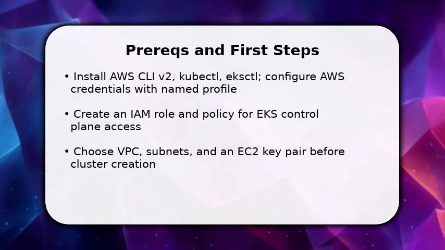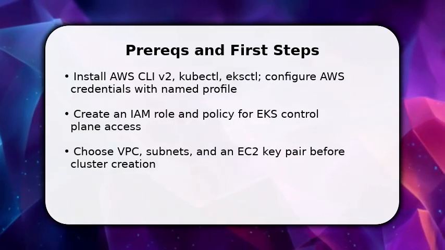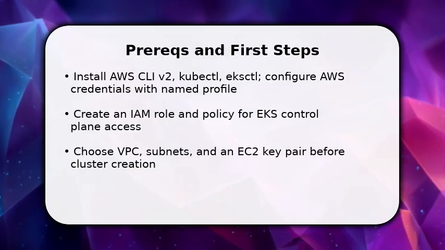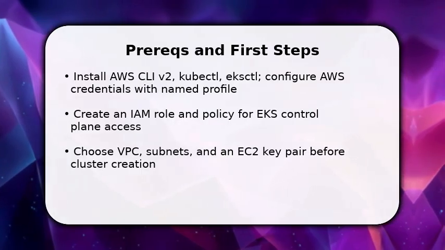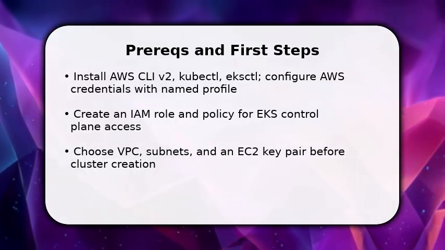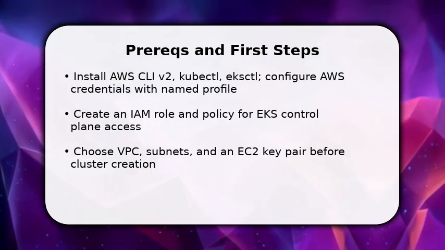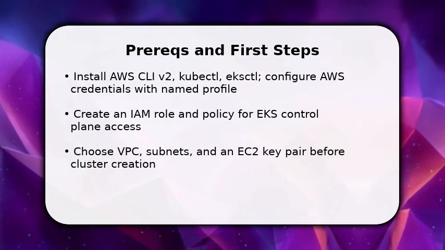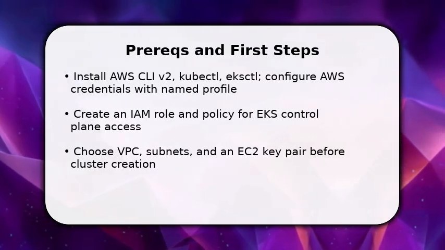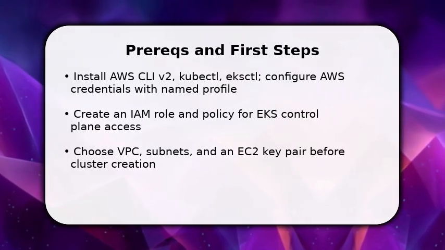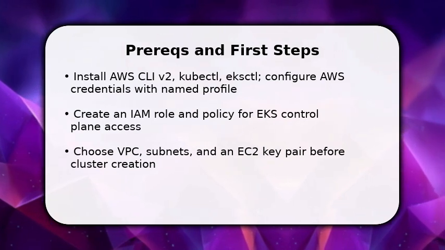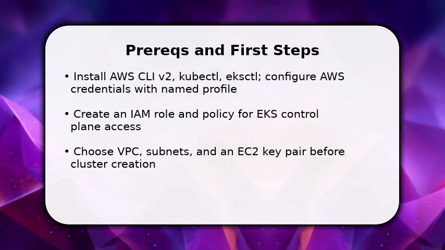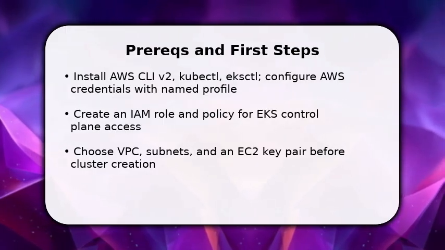You begin by verifying prerequisites and taking the first actionable steps. Install AWS CLI v2, kubectl, and eksctl, then configure a named AWS profile. Create or attach an IAM role allowing EKS control plane operations, and pick an existing VPC or prepare subnets and an EC2 key pair for node access. Once done, run a minimal eksctl cluster create command using your profile and region to provision the control plane. This starts the cluster while you prepare node configuration.